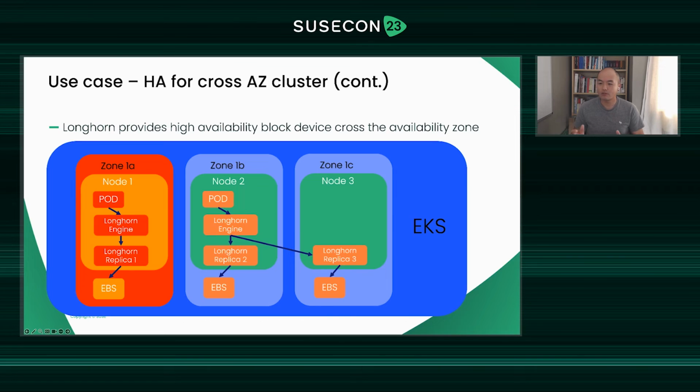Ironically, EKS is in fact deployed across zones by default to provide high availability. But this limitation of EBS is a problem our customers face, because EBS cannot be accessed across zones, right? So this is one typical use case of why our users are using Longhorn to achieve higher availability on the EKS side.